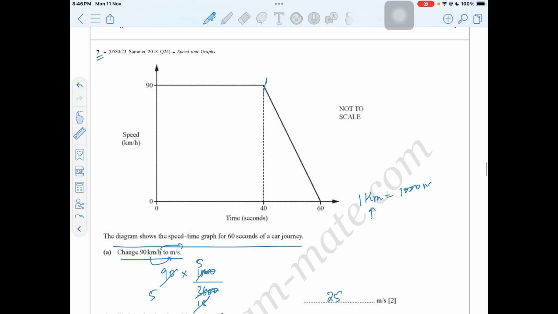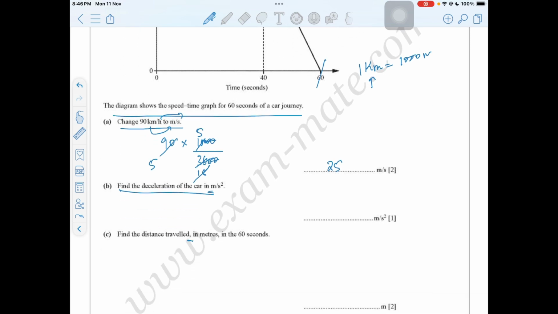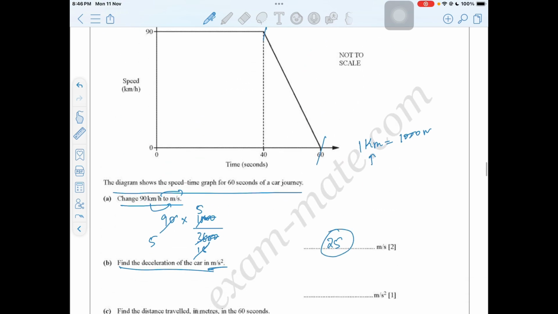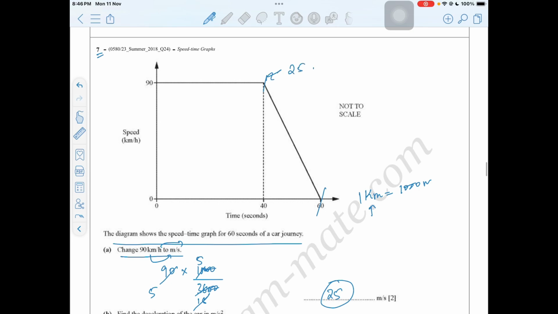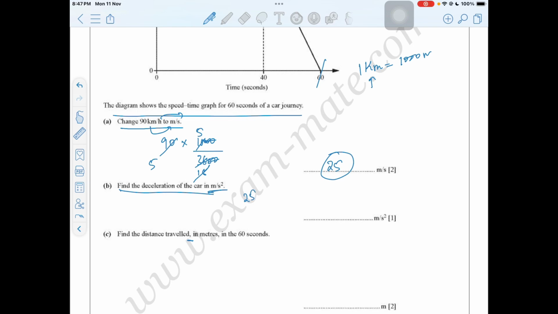It needs this deceleration, right? So we have meters per second square, right? We have 25 meters per second as this, right? So in 20 seconds it decelerated from 25 to 0. So this would be 25 minus 0 over 20, and this would be 25 over 20, that would be 1.25. Since it's already a deceleration, we will not be putting a negative over here, right?